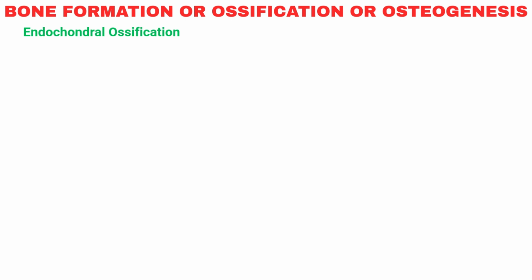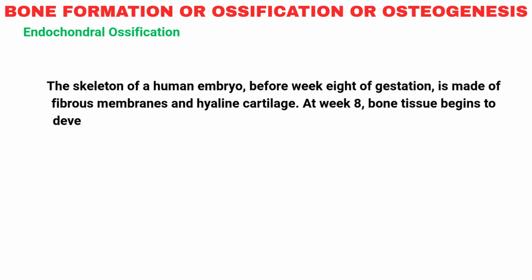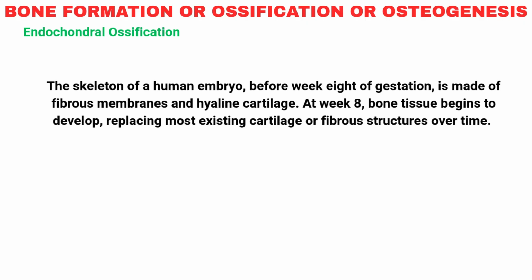Now we will see endochondral ossification. The skeleton of a human embryo before 8 weeks of gestation is made of fibrous membrane and hyaline cartilage. At week 8, bone tissue begins to develop, replacing most existing cartilage or fibrous structures over time.